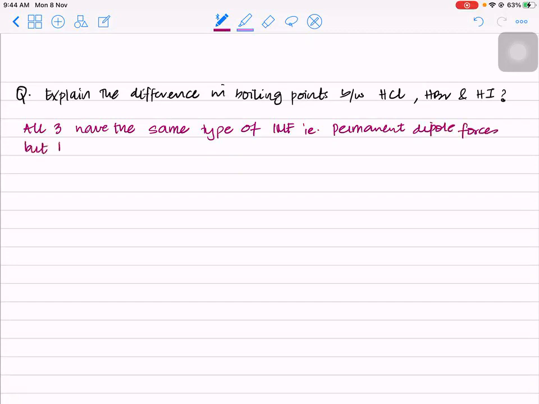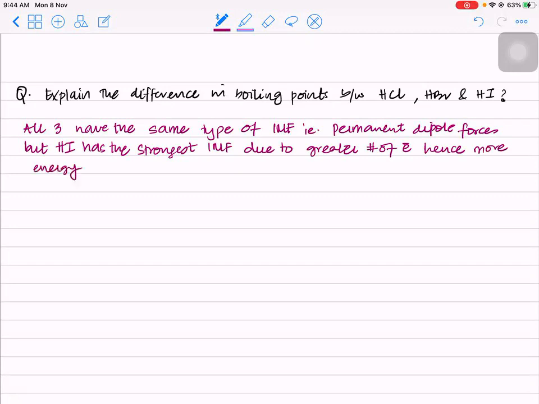But HI has the strongest intermolecular force due to greater number of electrons. Hence, more energy is required to overcome the forces, and this will have the highest boiling point. So more energy required to overcome the forces. Therefore, it has the highest boiling point.